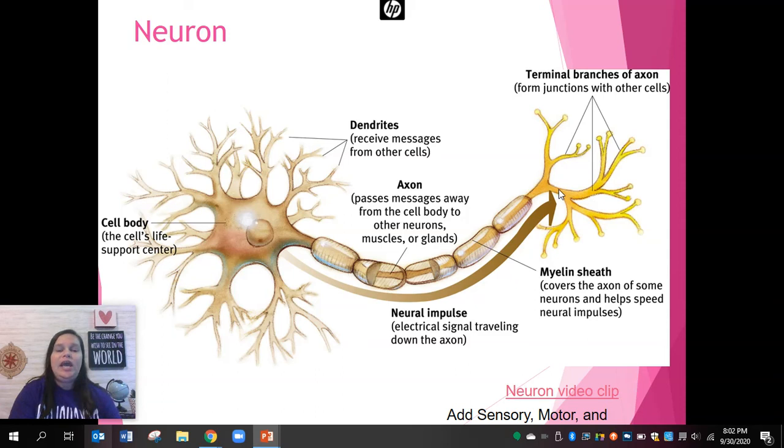And then we get to the end of the axon down here, and we have some more branches that are kind of similar to what we had on the other end.